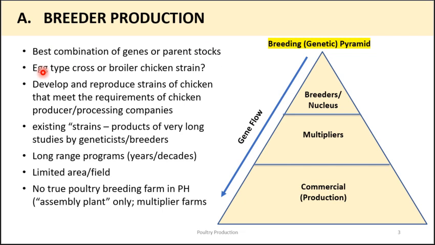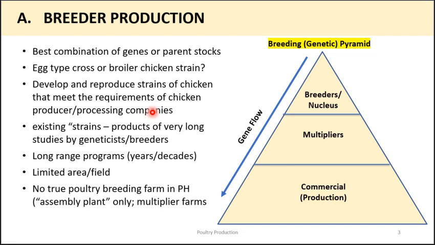So what do we cross or what do we breed? Is it the egg type chicken or the broiler or meat type chicken? So both can be produced. Both can be developed or improved. Okay? What is the aim of breeder production? It says here, breeder production aims to develop and reproduce strains of chicken that meet the requirements of chicken producers or processing companies. The requirements of processing companies, producers, or even consumers are both of these. We don't only want meat, we also want eggs.